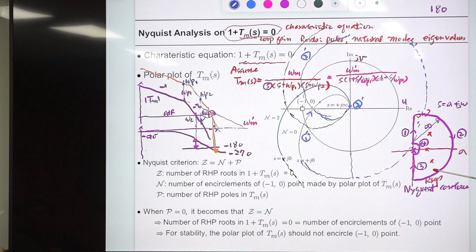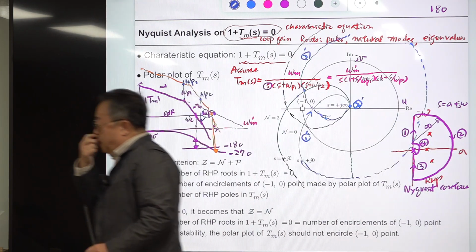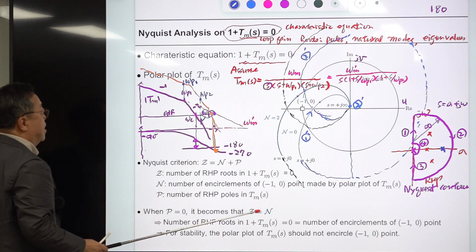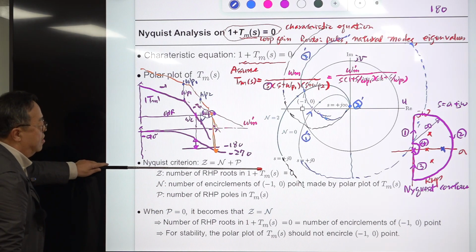I don't know what this case is. Probably another pole is necessary, since an even number of poles is necessary, because if it encircles twice, the encirclements come in multiples of 2: twice, 4 times, 6 times, something like that. All right, forget about that. Anyway, the Nyquist criterion is this equation.